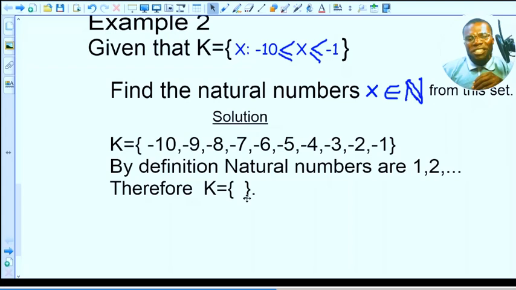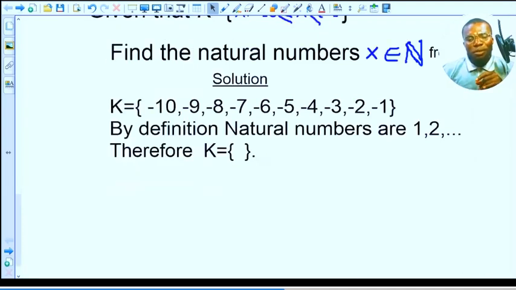Why do I use this sign here, the empty curly brackets? It's because there are no elements in set K listed under this approach. That's why I put the empty curly brackets.